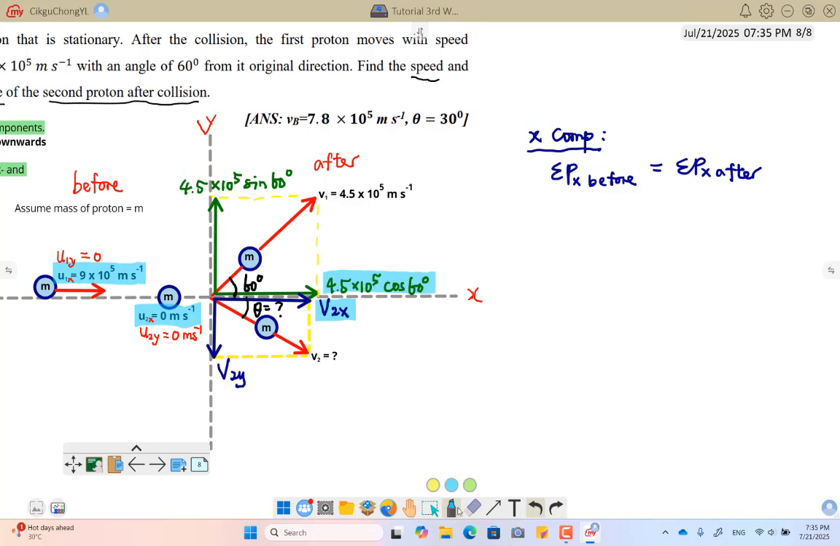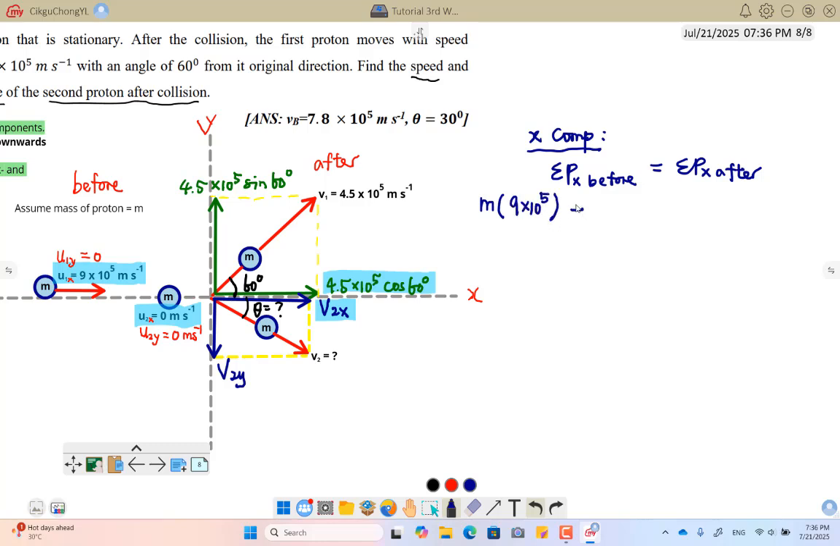So I have the mass. I assume the mass of the proton is m because the question doesn't give the mass. So I just assume the mass of the proton is m. So I have m multiplied by the initial velocity of the first proton before collisions along the x-axis, which is 9 × 10^5.